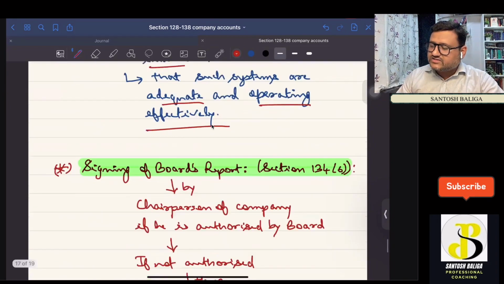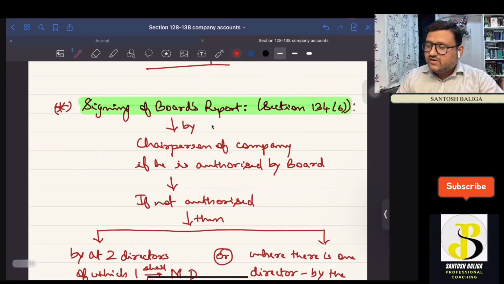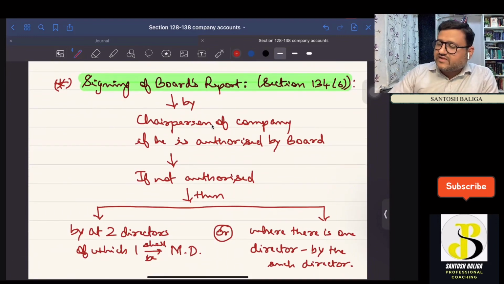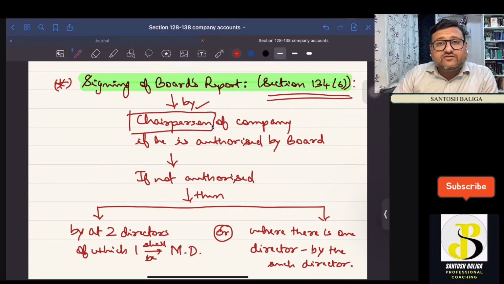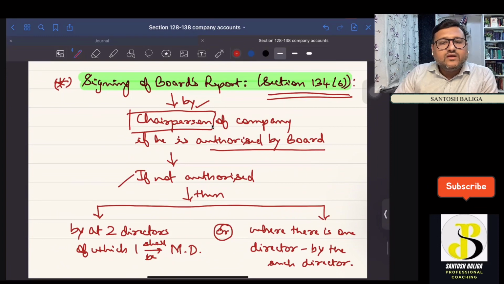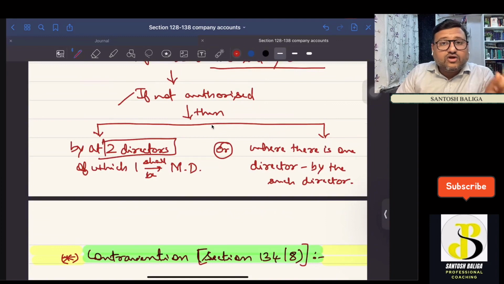Now there are two more points which I think I have not covered in the previous lecture, which I would like to cover over here, which is who will sign the board report. The board report, as given under section 134, subsection 6, will be signed by the chairperson of the company, but only if he is authorized by the board. If he is not authorized by the board, then it will be signed by at least two directors, out of which one shall be a managing director of the company.